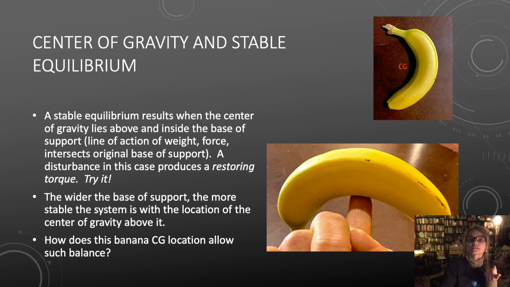This means it's in a stable state of equilibrium, and with any little disturbance, if I tap it on either side, you'll see that it wobbles back and forth a little bit. You can try this. It has a restoring torque that tries to get it back to the equilibrium position. That's how you can think of something in stable equilibrium. We'll look at some other situations that create stable equilibrium.